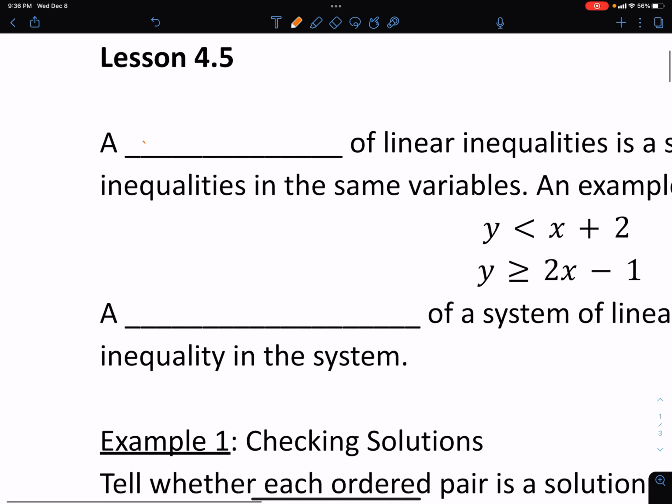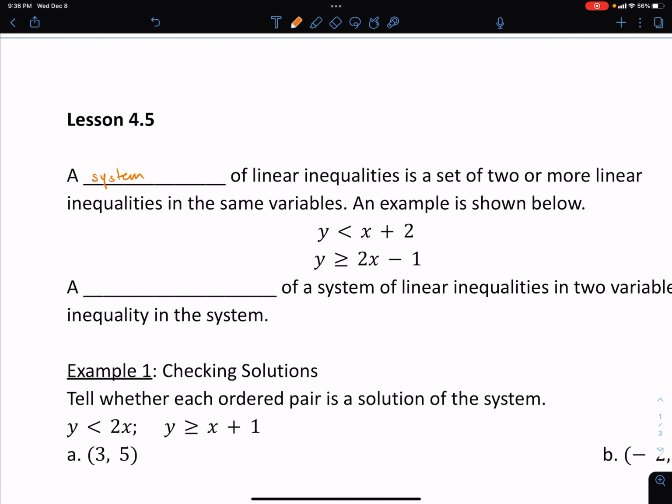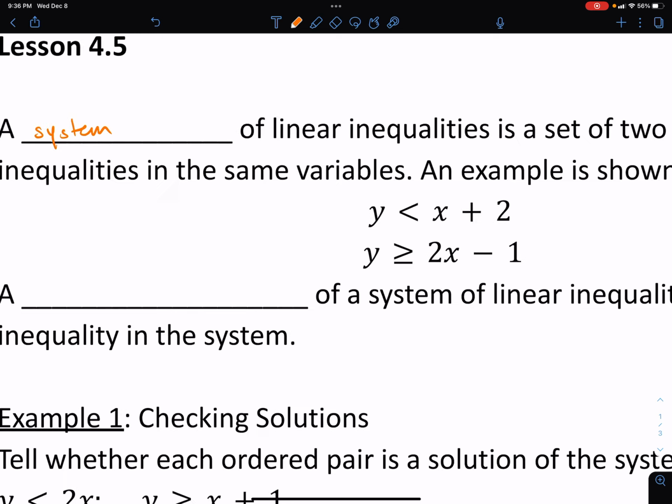So a system of linear inequalities is a set of two or more linear inequalities in the same variables. An example is shown below. The only difference between a system of inequalities and equations is that instead of an equal sign, there are inequality symbols.